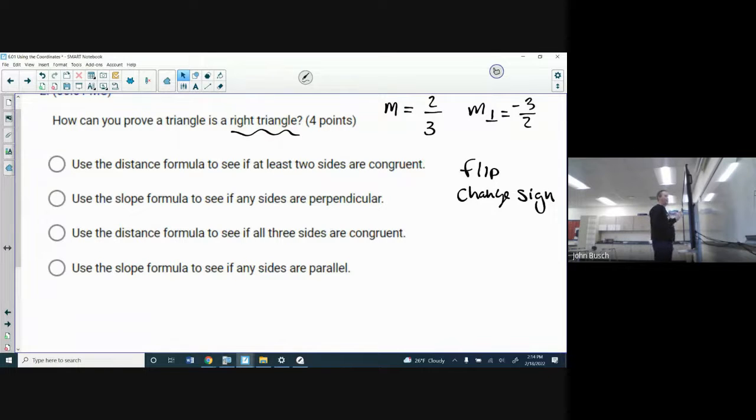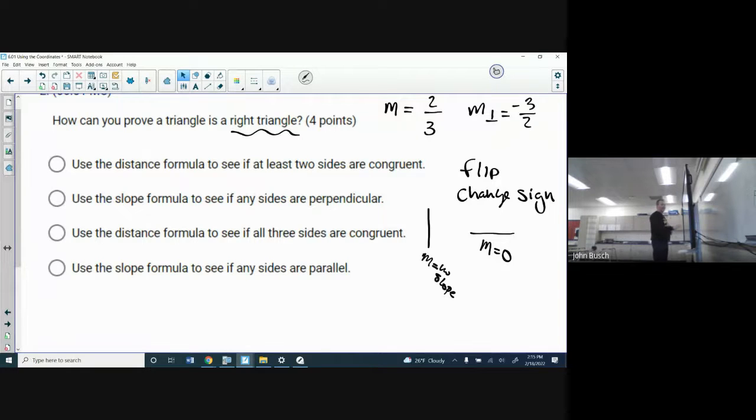Also, if the slope of one side is vertical, meaning there's no slope, a line that's perpendicular to a vertical line is a horizontal line, and that slope would be 0. So you can't flip no slope and change the sign and get 0. It just doesn't make sense. So that's the exception of perpendicular lines. You could have perpendicular and horizontal. I'm sorry, vertical and horizontal.